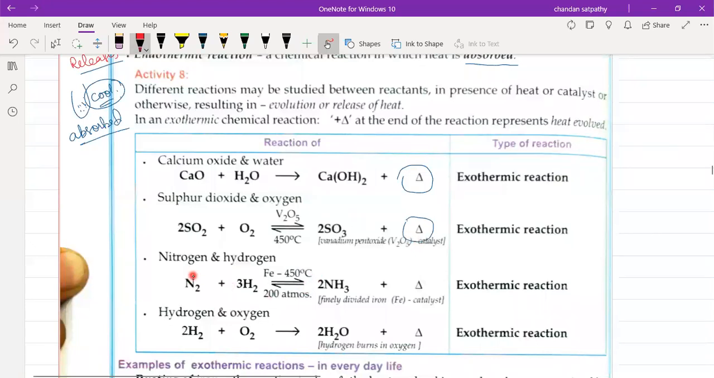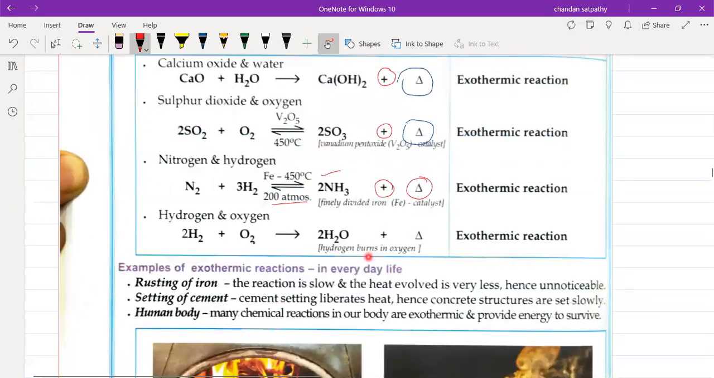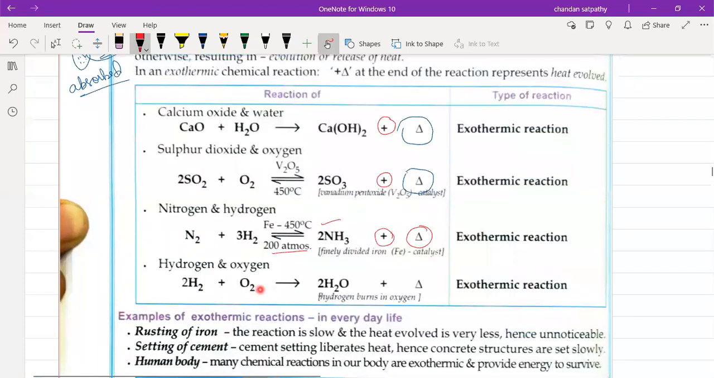Next, nitrogen, when combined with hydrogen, forms ammonia. Here the condition required is iron along with 450 degrees Celsius and 200 atmosphere, and it is also an exothermic reaction. Why? Because the plus delta sign is there. So remember, whenever there is a plus delta sign, it is an exothermic reaction, means heat energy is released. Then hydrogen, when combined with oxygen, forms water, and here also heat energy is produced.